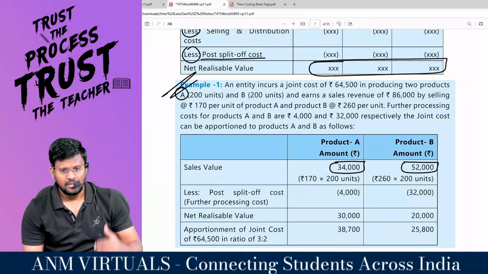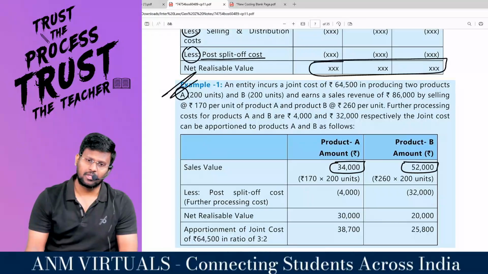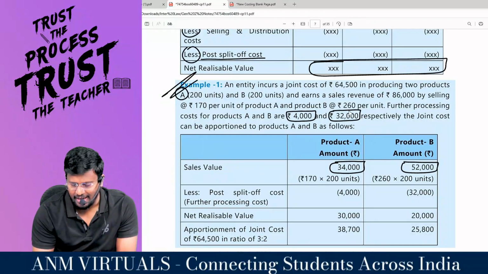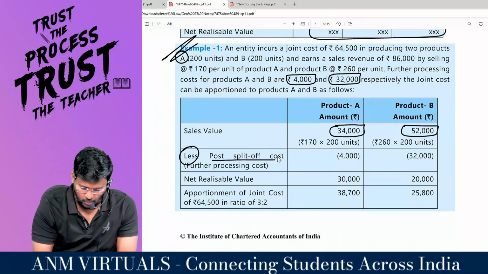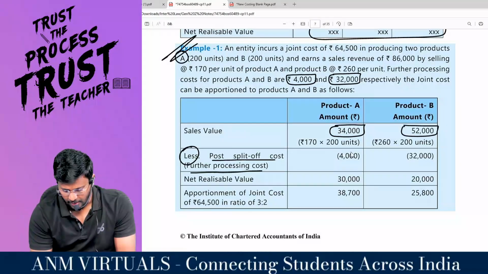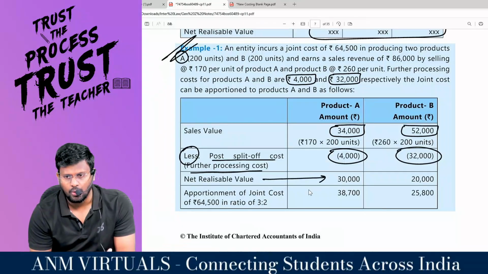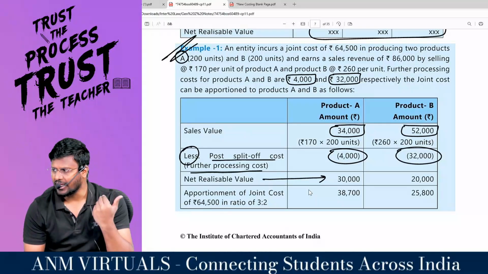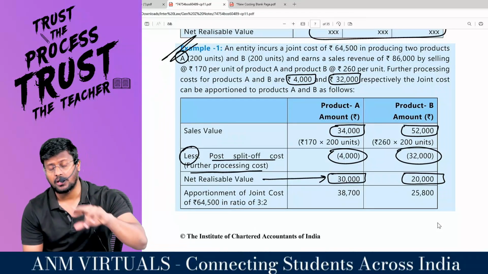Have you sold at the split off point or after further processing? After further processing. In order to further process that, you incurred further processing cost of 4,000 and 32,000. So less post split off cost, which is nothing but further process cost. In the exam, you write further process cost. That is more than enough. Less 4,000 and 32,000, you will get the net realizable value, NRV. Because there is no selling and distribution expenses, there is no profit added, nothing has been given in the question. So the net realizable value will be 30,000 and 20,000, which is 3:2.